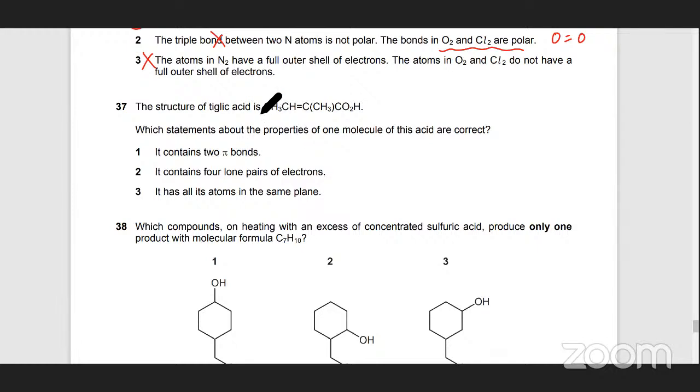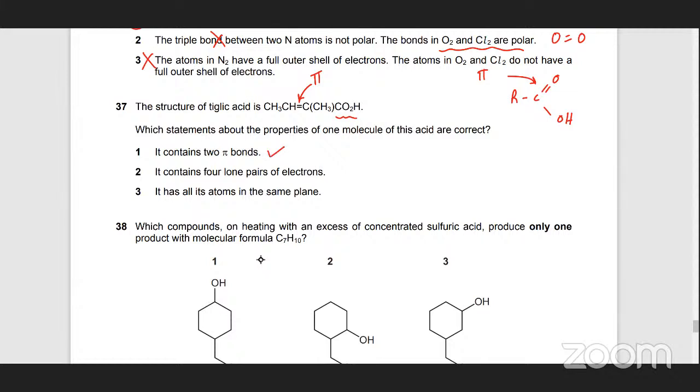उसके बाद, the next one is the structure of this acid. Which statement about the properties of one molecule of this acid are correct? It contains 2 pi bonds. So whenever you have a double bond, that's a pi bond. So there is a pi bond over here. And there's going to be a pi bond in the carboxylic acid group, because that also has a double bond. So it contains 2 pi bonds.